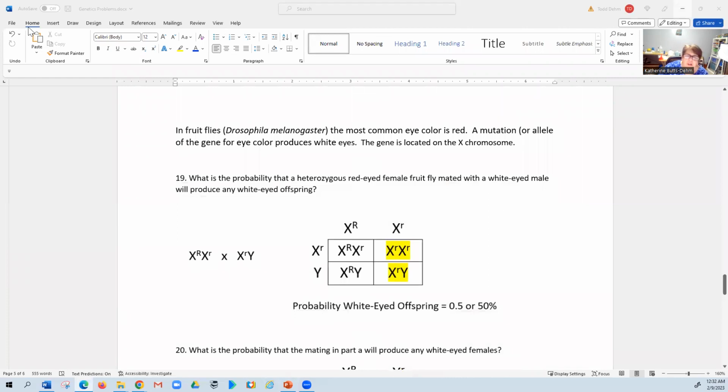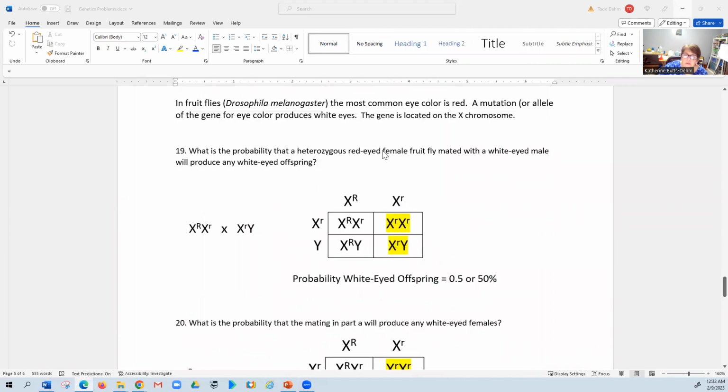So for question number 19, what is the probability that a heterozygous red-eyed female fruit fly with a white-eyed male will produce any white-eyed offspring? Okay, so right here is our heterozygous red-eyed female fruit fly. She's 2 X's, so she's female, and she's got one for red eye and one for white eye. And then she is mating with this male, so he's XY, and he only has one copy, and it's a little r, which means white.